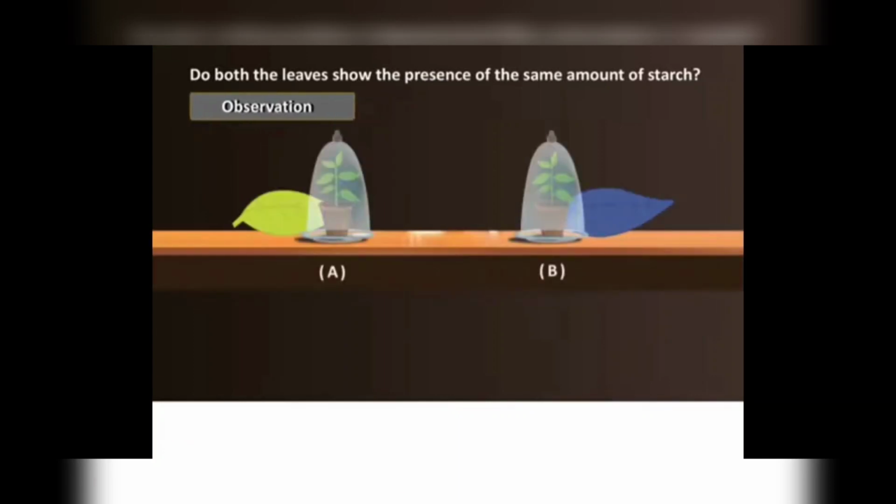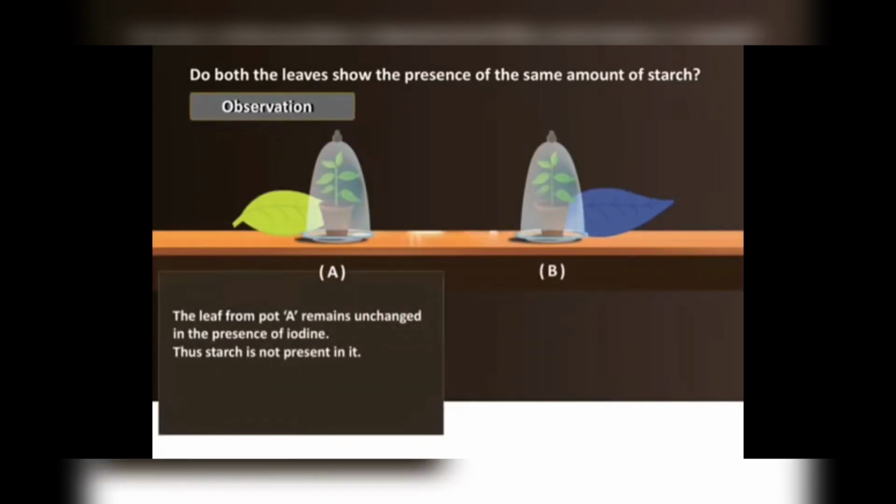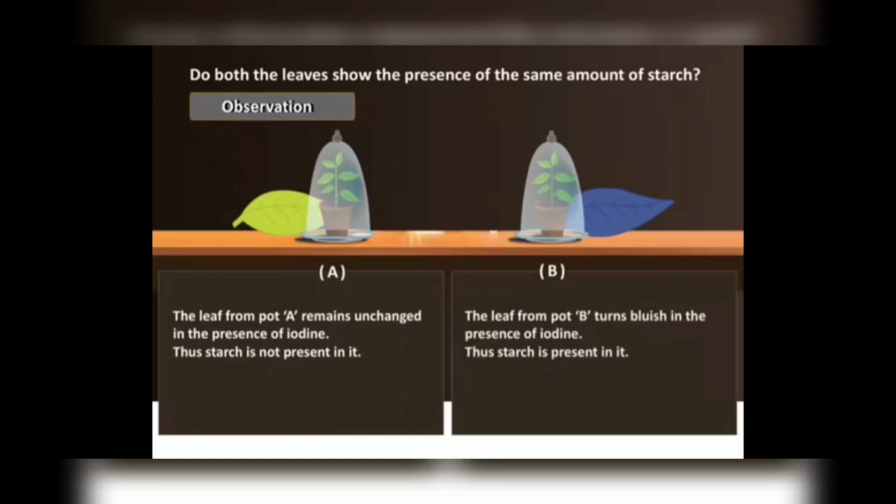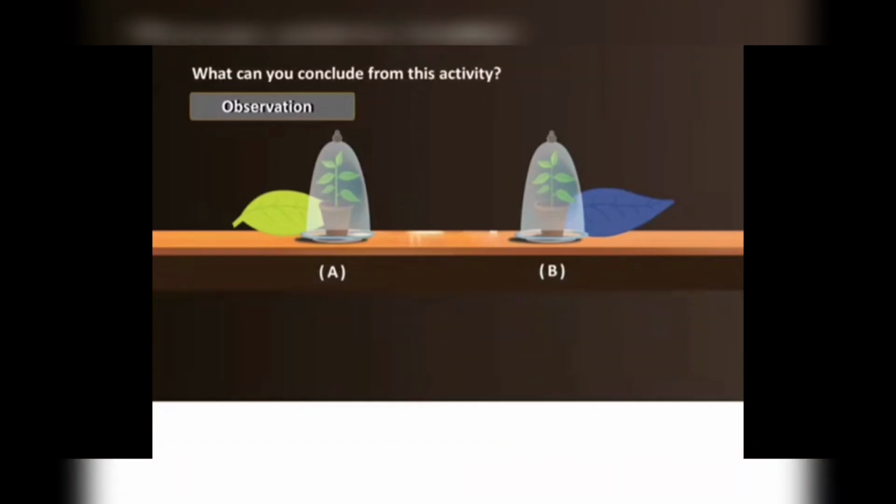Observation. The leaf from pot A remains unchanged in the presence of iodine. Thus, starch is not present in it. The leaf from pot B turns bluish in the presence of iodine. Thus, starch is present in it. What can you conclude from this activity?